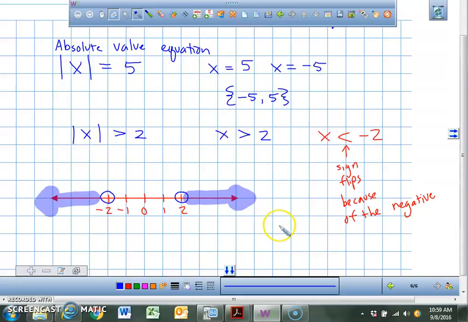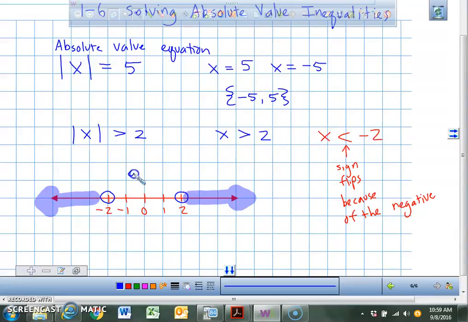This is an example. By the way, this is what's referred to as an OR compound inequality. Compound means you have more than one inequality that you have to graph. We're graphing 2 inequalities.